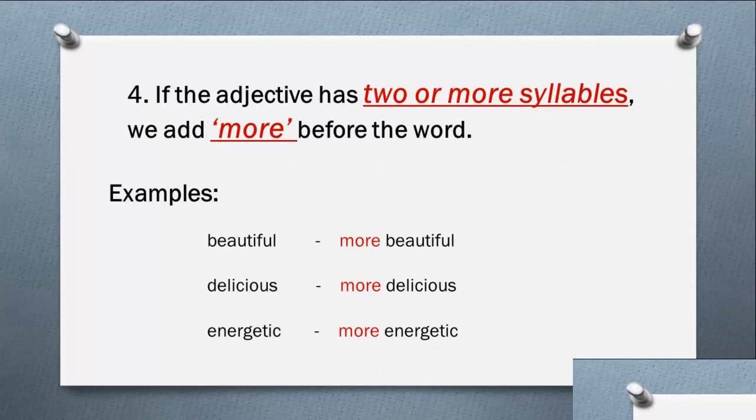Number 4, if the adjective has 2 or more syllables, we add the word more before the word. Examples: beautiful, more beautiful; delicious, more delicious; energetic, more energetic. The words beautiful, delicious, and energetic have 3 syllables. We can't say beautifuler, deliciouser, or energeticer, right? So what we do is add the word more before the word, making it more beautiful, more delicious, and more energetic.